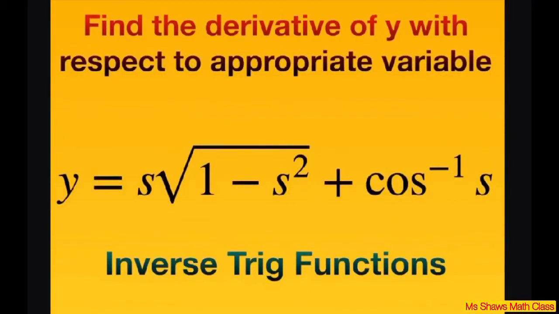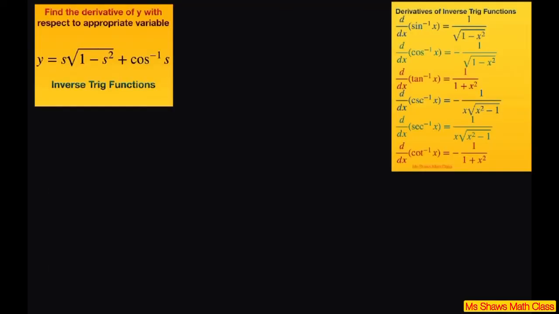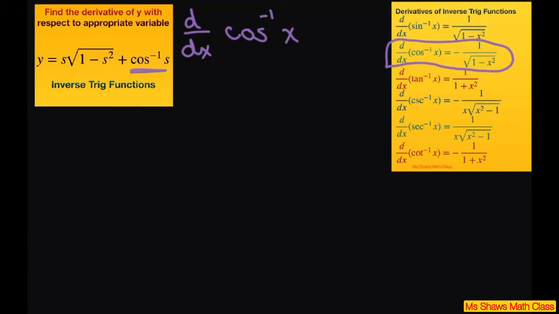New one. We're going to find the derivative of y with respect to s. Y equals s times the square root of 1 minus s squared plus inverse cosine of s. So for cosine inverse, we're using this formula here. So I'm going to write it a little bit bigger here. This is our formula.